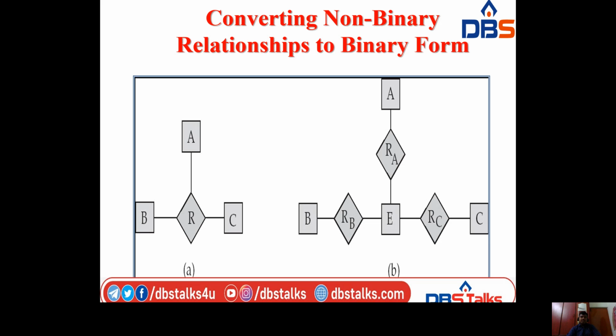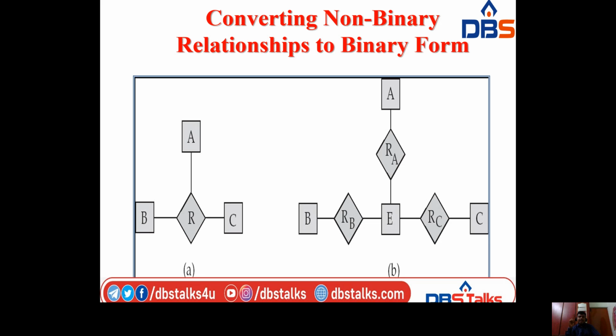Now this is the example for this one. Here is A, B, C. A, B, C are there, and R is the ternary relationship. This is converted into binary form. Here we are inserting three different additional relationships: RA, RB and RC. RA is inserted in between A and E. And here one additional entity set is taken, that is E.